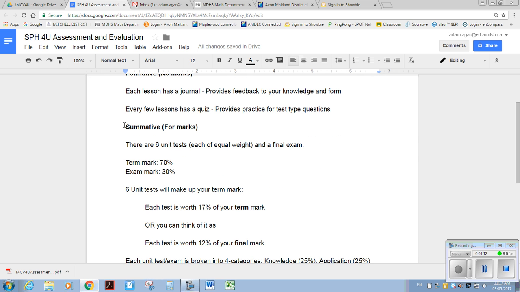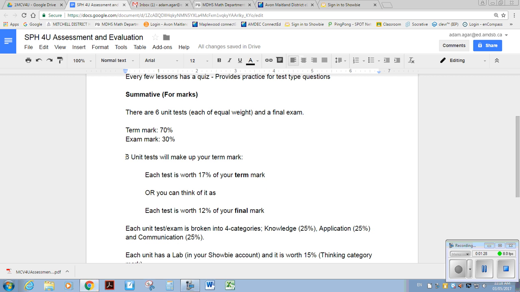For marks, this is where your marks are generated. There are 6 units in this course. Each of them has equal weight. The breakdown is 70% for term mark, 30% for exam. I think that's pretty standard across the province.